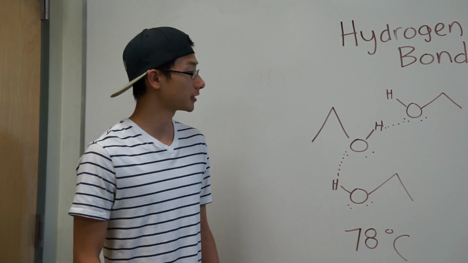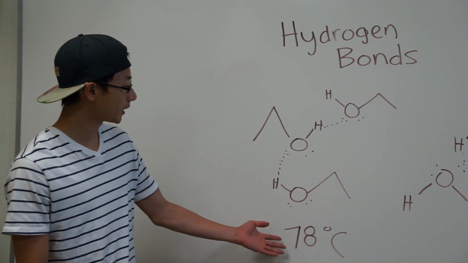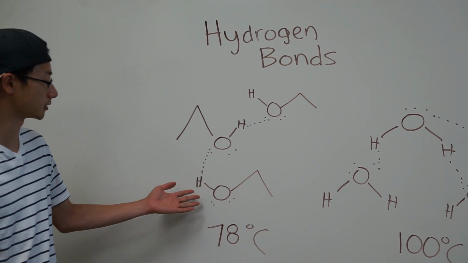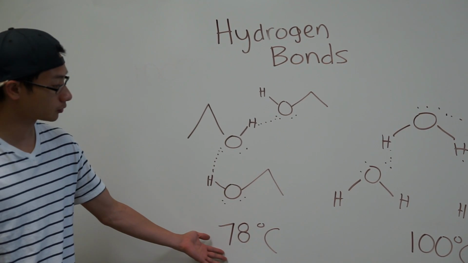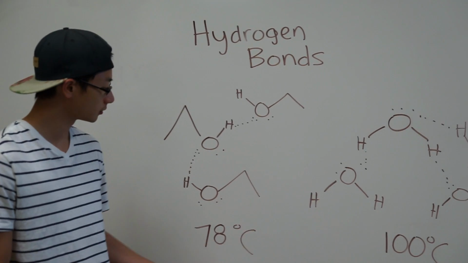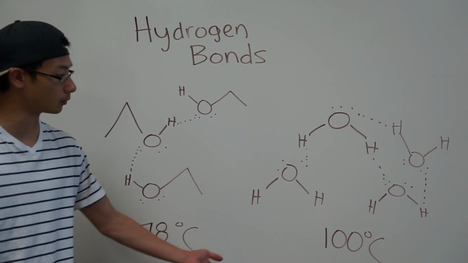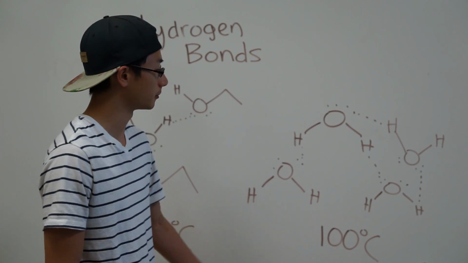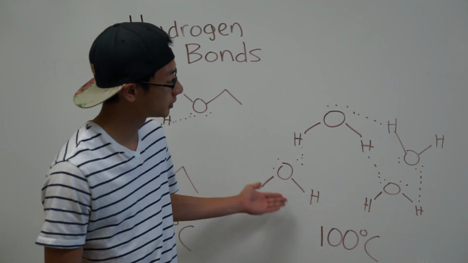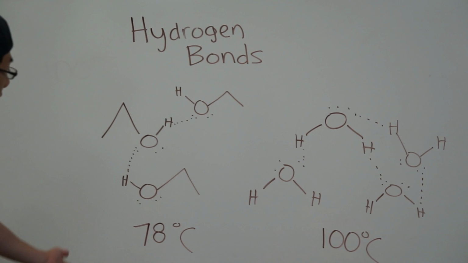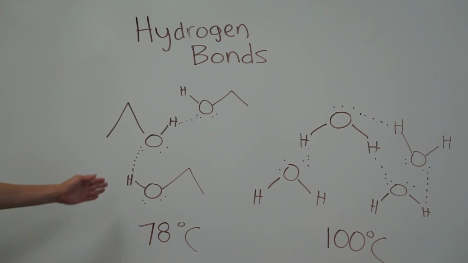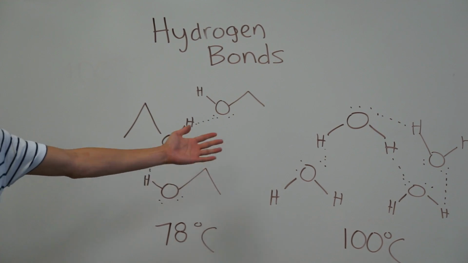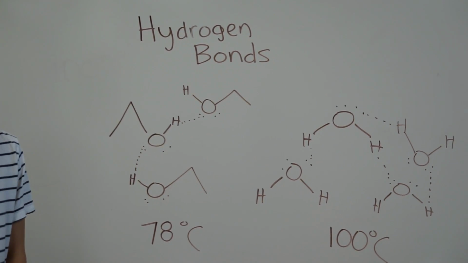So let's take a look at ethanol and water, for example. Ethanol is also a polar molecule. It has hydrogen bonds, but it has a lower boiling point compared to water. Ethanol is 78 degrees Celsius, while water is 100 degrees Celsius. Water has a higher boiling point because there are more hydrogen bonds present compared to ethanol. Ethanol only has one hydrogen that could really bond compared to water, which has two.